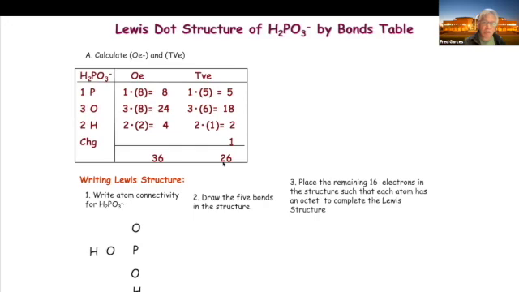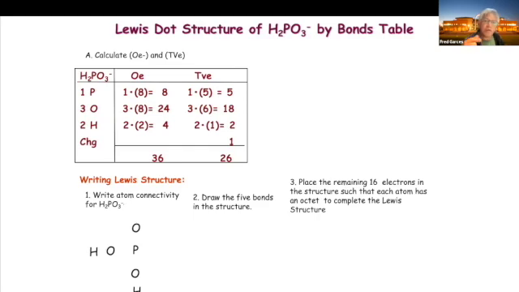So if you add that all up, that's 26. 36 minus 26, that's 10. That means you need to commit 10 electrons to bonds. 10 divided by 2, there are 5 bonds in this structure. So this is the connectivity. Okay, you don't know that, so I would have given it to you.